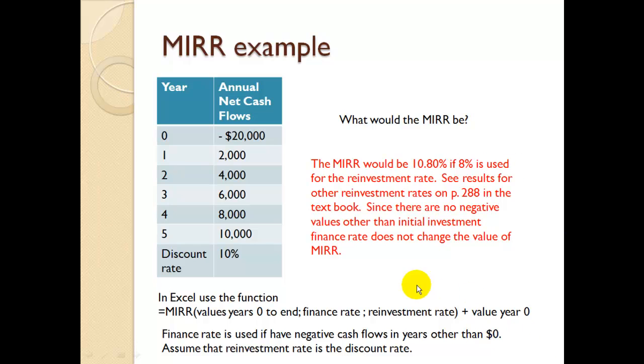And I've just messed us up all over the place. 10.8% and 8% is correct. I don't know why I had 10% here instead of 8%. You can also see results for this and many other reinvestment rates on page 288 in your textbook.